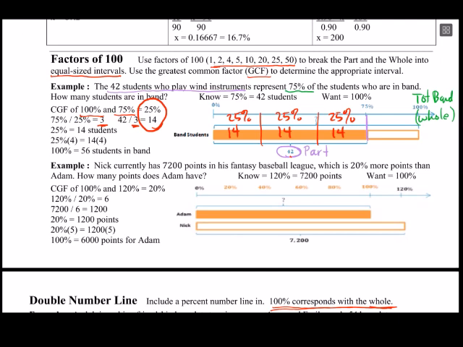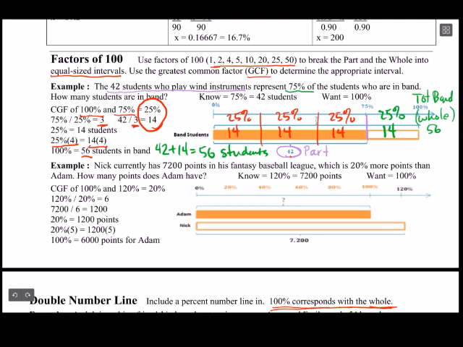Now, 100% is 4 times 25. So I can multiply my 4 by 14 to get my 100%, and there's 56 students in the band. Another way I could have done this would have been to take my 42, which is 75%. I know there's another 14 in this last 25%. 42 plus 14 equals 56 students total.